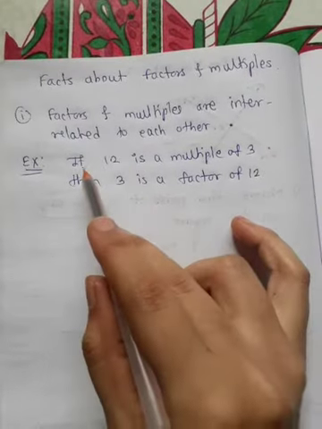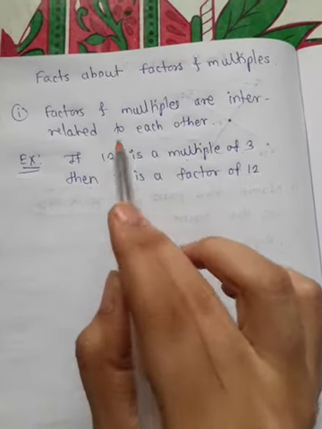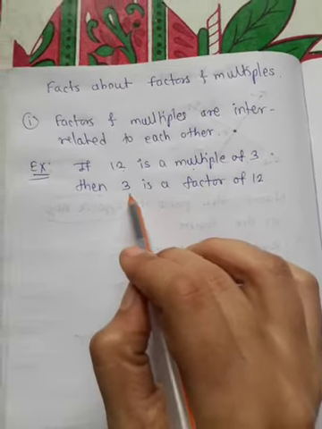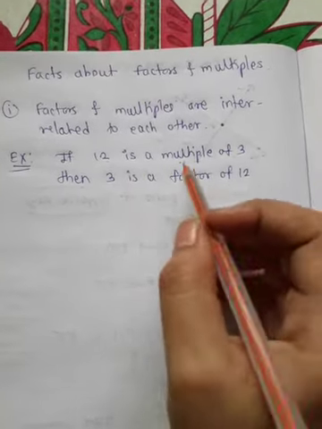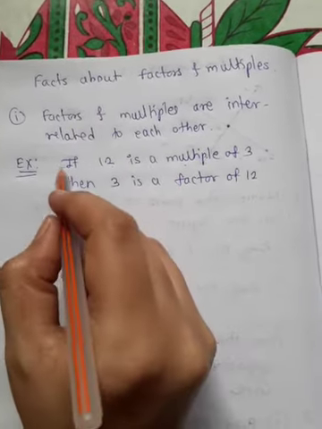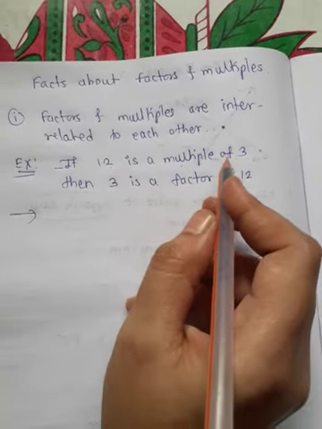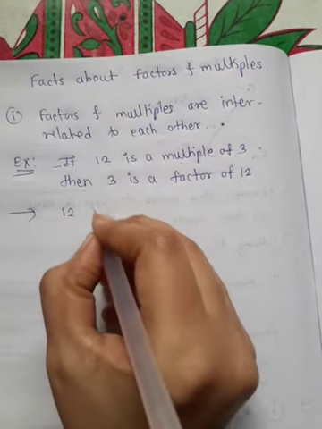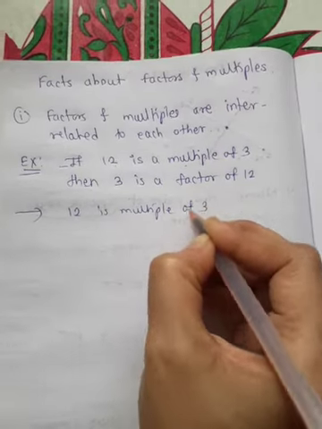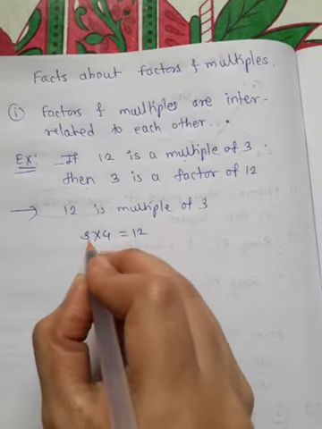Okay, it means if 12 is a multiple of 3, then we can say 3 is a factor of 12, or if 3 is a factor of 12, then we can say that 12 is a multiple of 3, vice versa. So interrelated means this. Now I will prove that. Consider the first statement: 12 is a multiple of 3. What does that mean? If we multiply 3 by 4, it gives 12. Therefore we say that 12 is a multiple of 3.